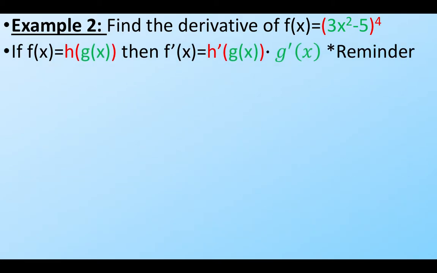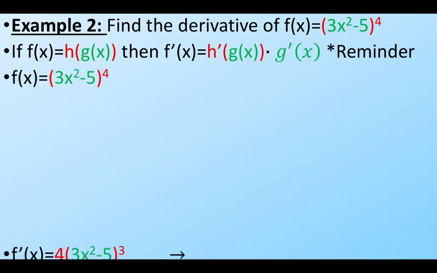Here's my chain rule, just a reminder. I'm going to be taking the derivative of the outer function. So I'm going to bring down the 4, subtract by 1, and keep the inner the same, which is this first part. Then I'll be taking the derivative of that inner part, which is going to just be 6x. Let's take a look.